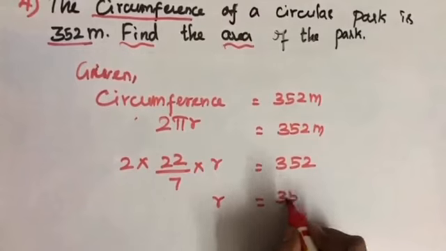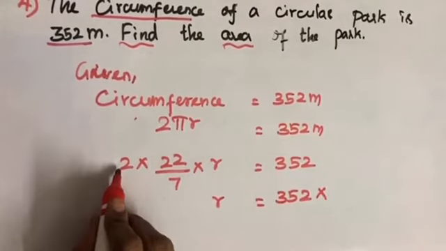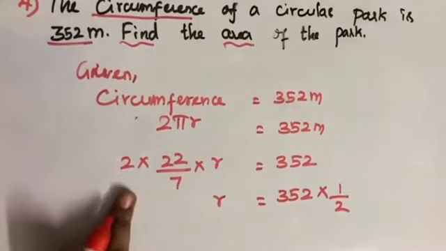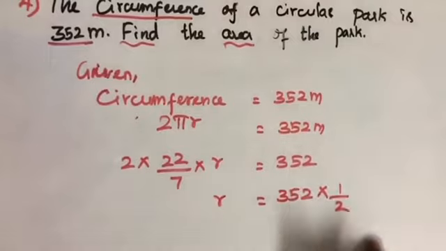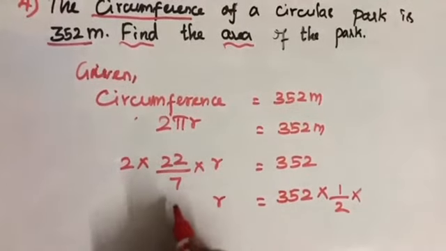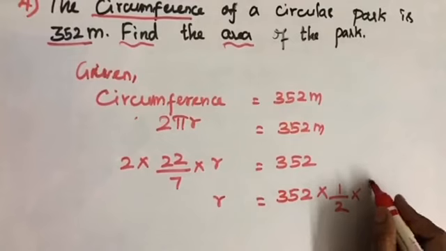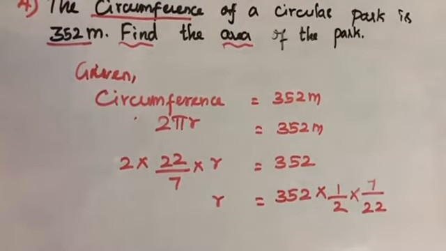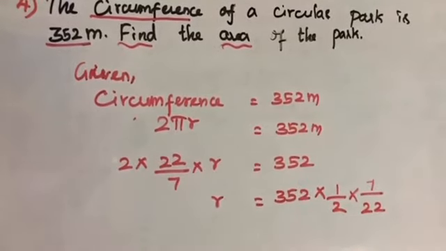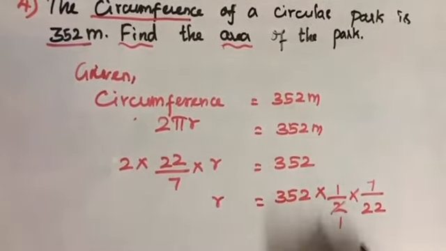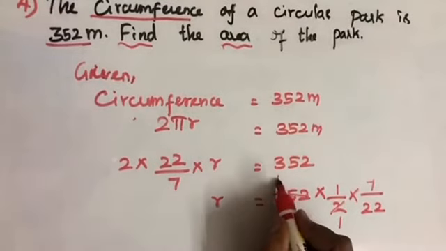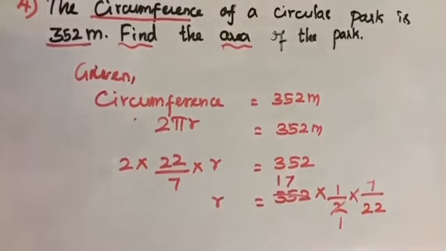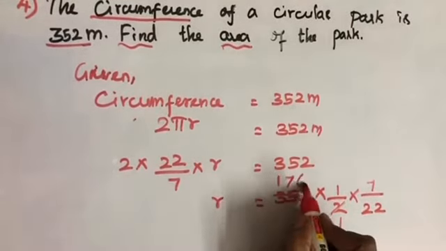So 352 into this 2. While going to the opposite side, it will go as 1 by 2. It will go to the denominator. Here it is a product, there it will go to the denominator. So I have put 1 by 2 as the reciprocal. Similarly 22 by 7 while going to the opposite side it will go as 7 by 22. Okay, so now we can simplify it. So 1 2 is 2, 1 2 is 2, remaining 1 15, 7 2s are 14, remaining 1 12, 6 2s are 12.